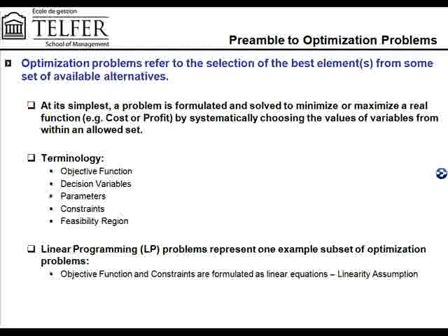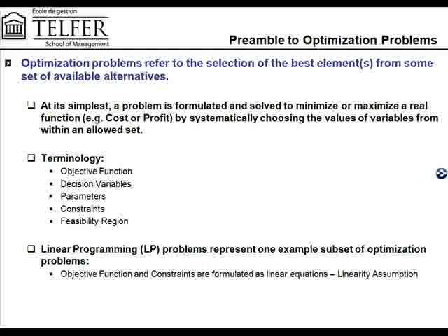a particular hypothetical situation in which you have to select the best possible element from some set of alternatives that you've been provided with. At its simplest, you need to formulate a problem in order to minimize or maximize a certain quantity or a certain function. This could be something like cost of production or the profit that a firm makes. And you do that by systematically choosing between values of variables that you have, and you're given an allowable set of values to choose from, or you're given certain sets of constraints to work within.